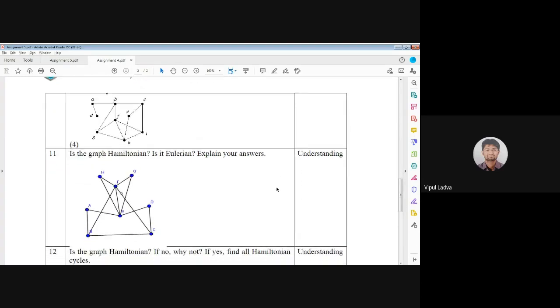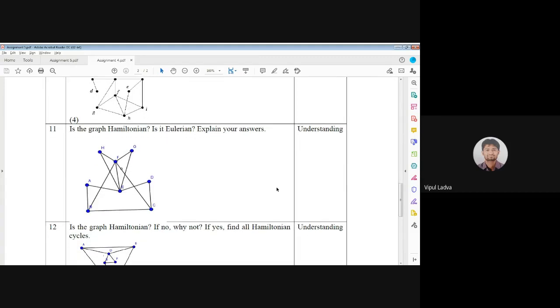A similar question is there in the 11th. Is the graph provided here Hamiltonian or not? You need to check whether it is an Euler graph or not. Whether it is written Eulerian or Euler graph, both are the same. If it is Euler, then there will be an Euler cycle. If it is Hamiltonian, then there will be a Hamiltonian cycle. You need to explain your answers and determine whether the graph is Hamiltonian or not, Euler or not. Is there any doubt?